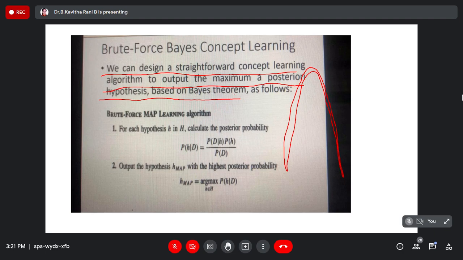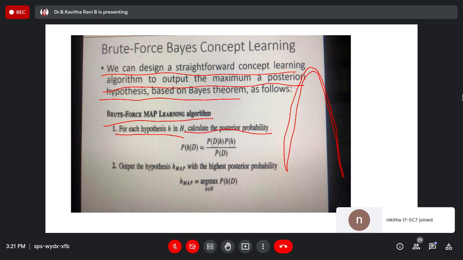So here is the brute force MAP learning algorithm. For each hypothesis h in H, calculate the posterior probability. So what is happening here? You do not know which is the posterior hypothesis. You do not know which is the best among all the hypotheses.